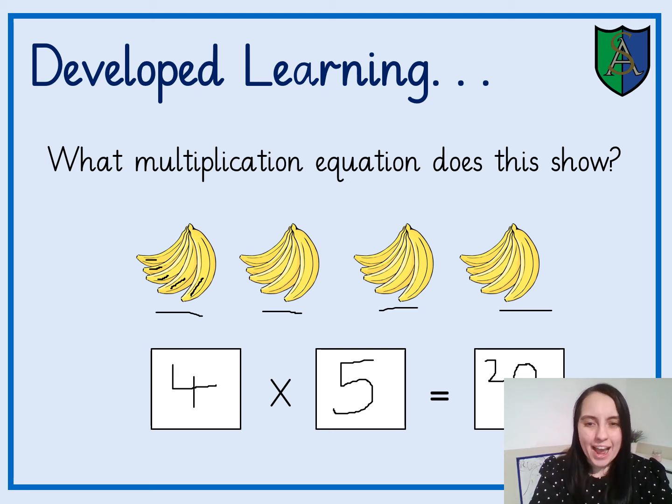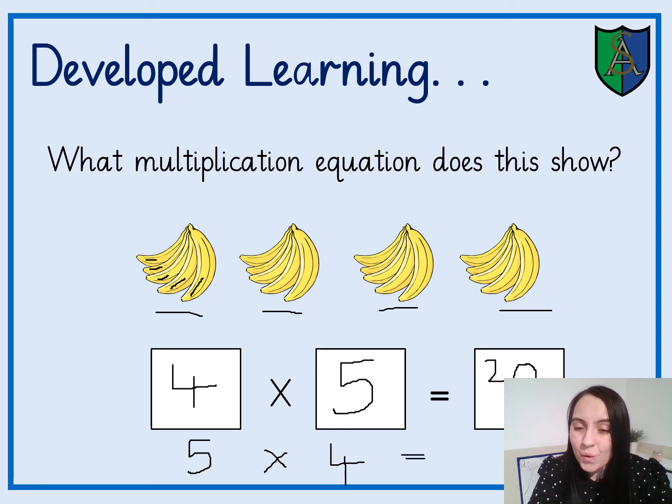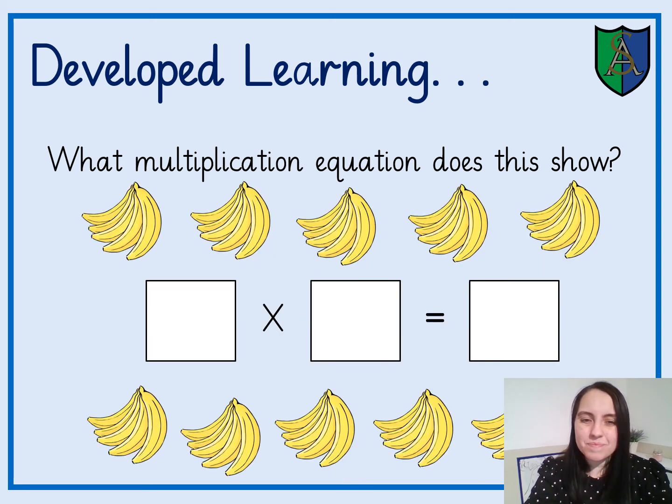Okay, now I know that you all know that multiplication is commutative. So if we know 4 times 5 equals 20, what do we also know? Brilliant. We also know that 5 times by 4 is also equal to 20. Brilliant. Okay, next slide.